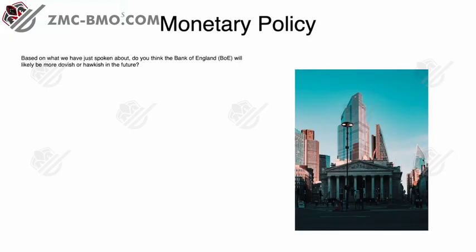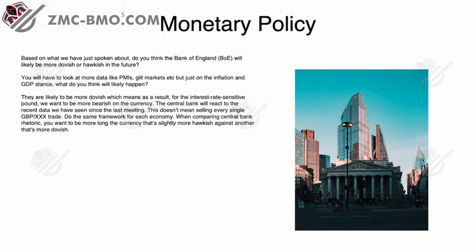Based on what we've just learned, do you think the Bank of England will likely be more dovish or hawkish in the future? I just want you to think about that. Of course, you will have to look at other data like PMIs, and the gilt and bond markets. But based on just the inflation and GDP stance, what do you think will likely happen? We've seen the trend lower in inflation and the trend lower in GDP. They are more likely to be dovish as a result, which means for the interest rate sensitive pound, we want to be more bearish on the currency. The central bank will react to the recent data we have seen since the last meeting.